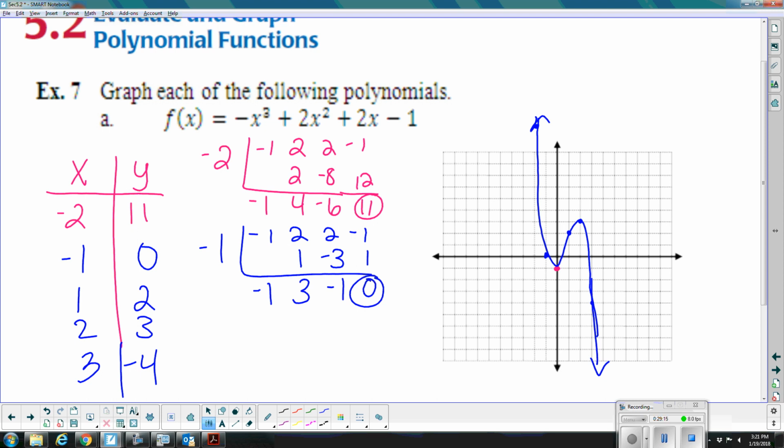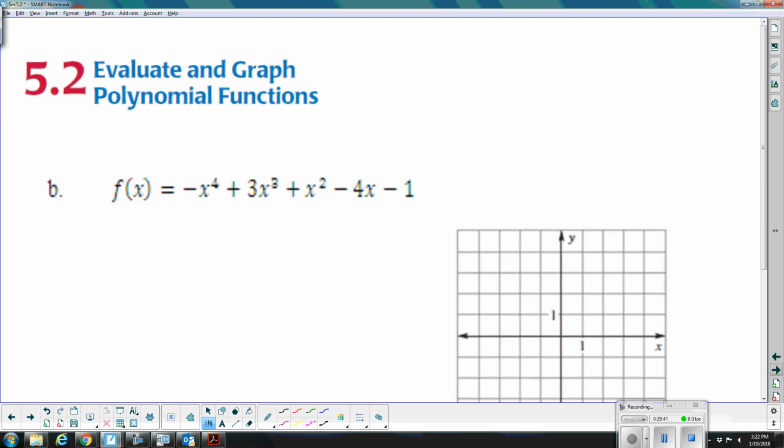So check your end behavior of your graph. My leading coefficient is negative. My degree is odd. So if you look at your cheat sheet, it should look like the one in the top right corner, where as x approaches negative infinity, f of x approaches positive infinity, which is true. And then as x approaches positive infinity, f of x approaches negative infinity, which is also true. Okay, so try this one on your own. Pause the video while you work, and then you can unpause for the solution.